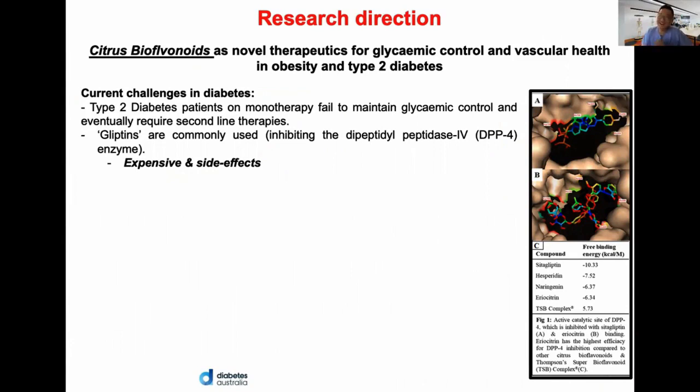The supplement of citrus bioflavonoid as a therapeutic approach to glycemic control and vascular health in obesity and type 2 diabetes.